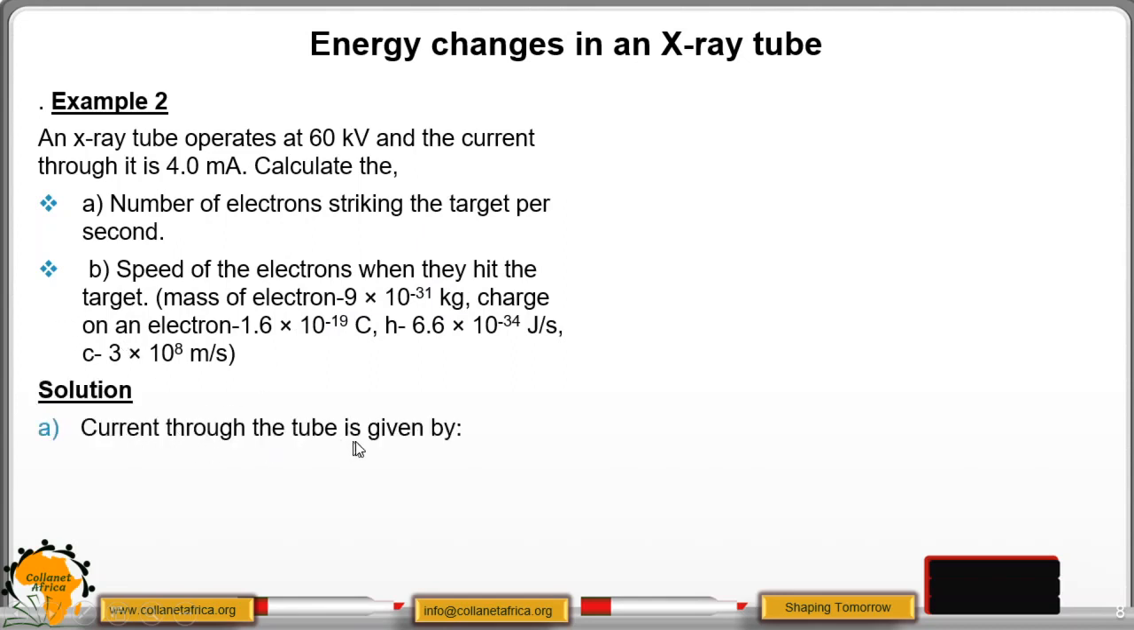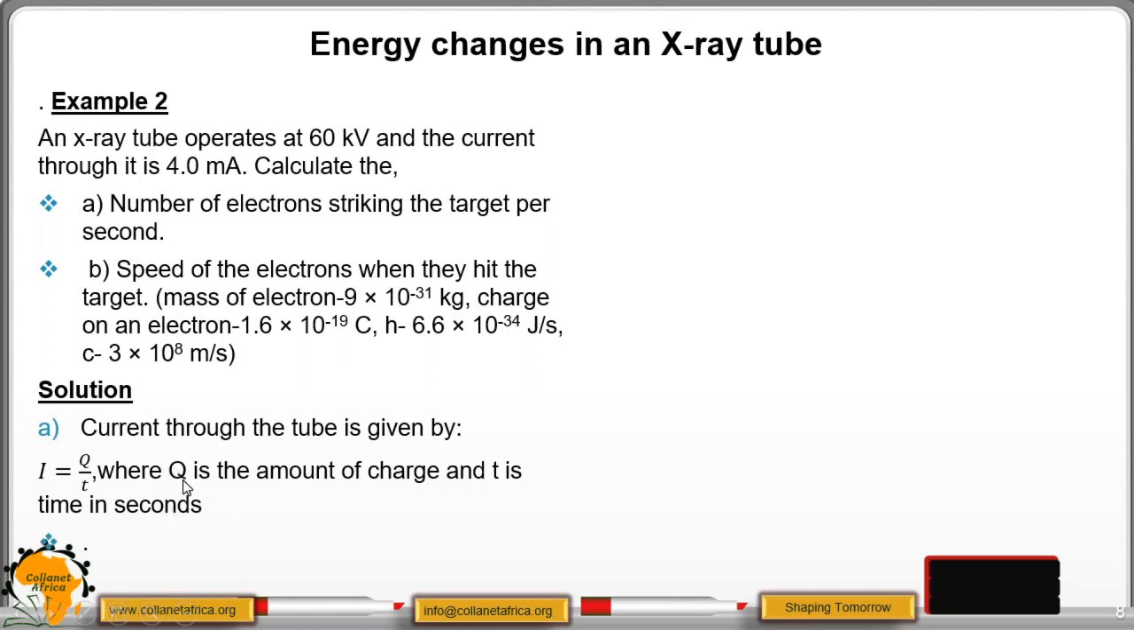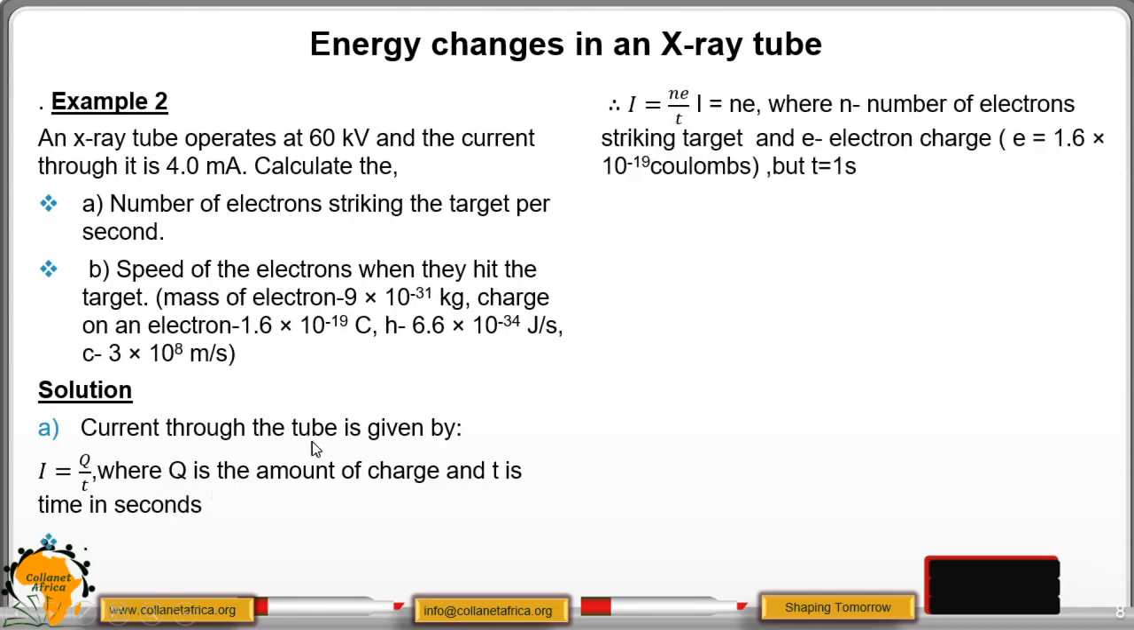The current through the tube is given by I is equals to Q over t. We know that the current is rate of flow of charges. So it is always given by the amount of charge divided by t. But how do we get our Q here? That is, how do we get the amount of charge in this tube? The amount of charge is given by Ne, that is the number of electrons multiplied by the charge per electron. Then we divide by t. That way we are able to get the current.